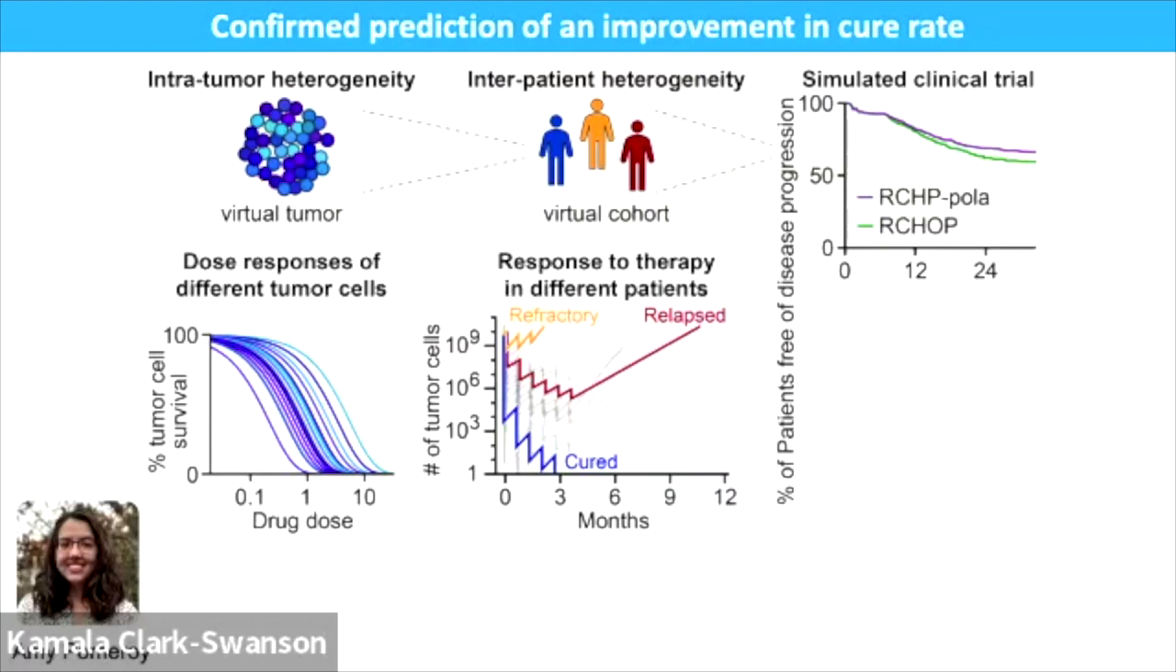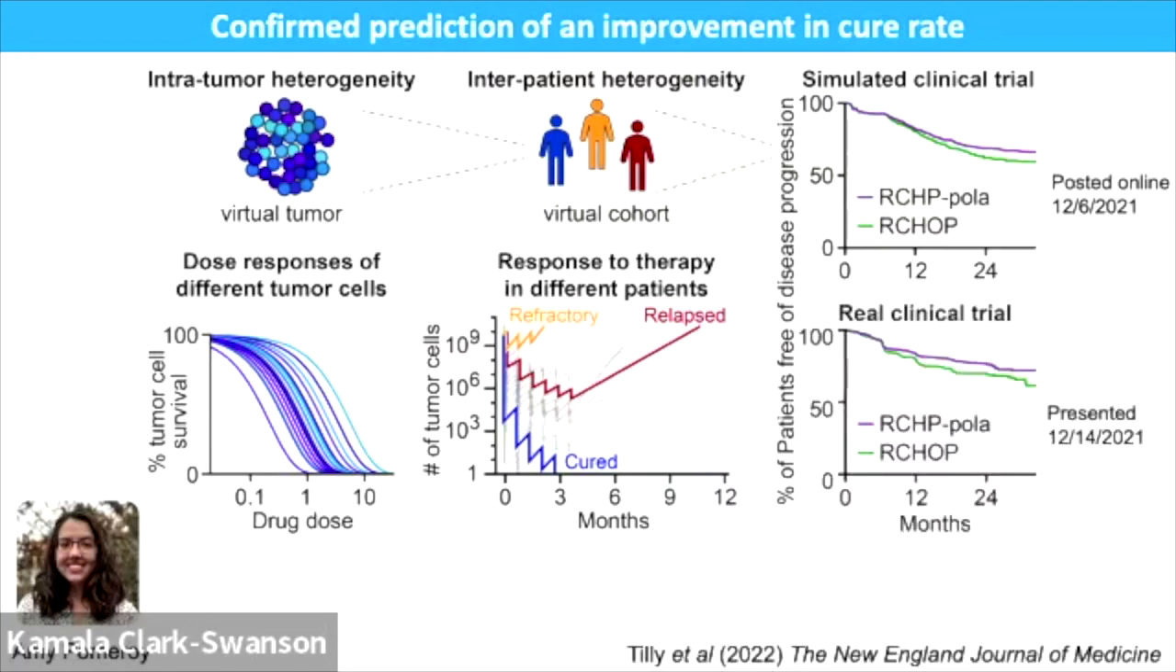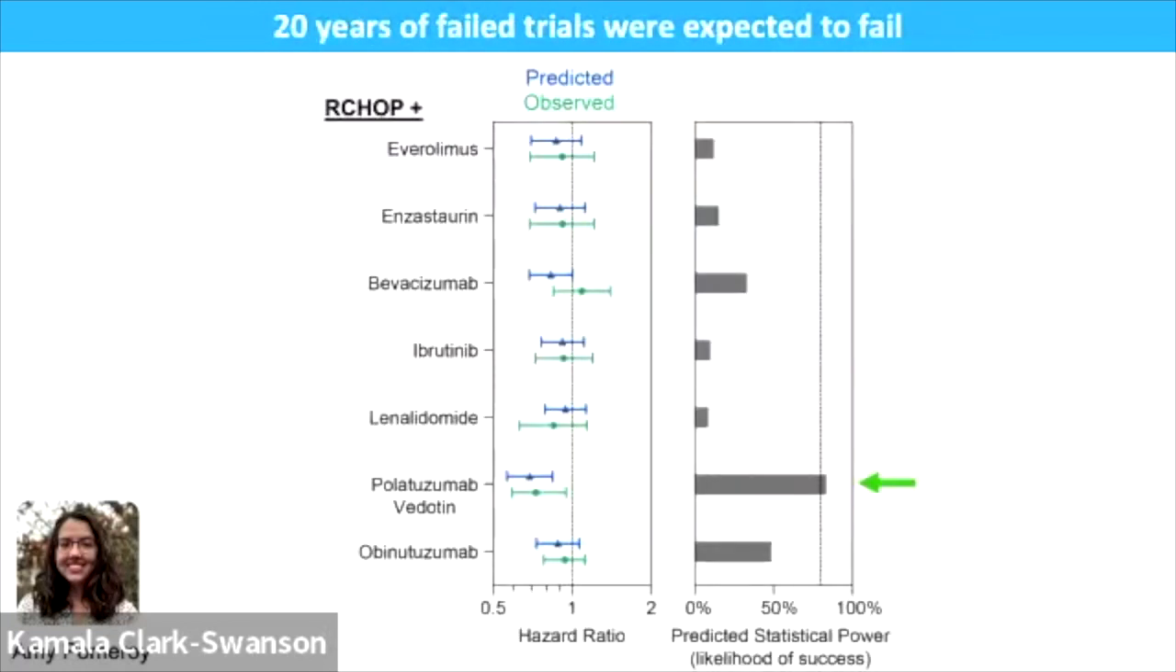And we actually applied this, calibrated it to the data for the standard R-CHOP therapy, as well as a new drug, polatuzumab, and simulated a clinical trial that added polatuzumab to R-CHP and posted the results online before the phase 3 trial result was published. And when the phase 3 trial result came out, it was exceptionally close to the result of the simulation.